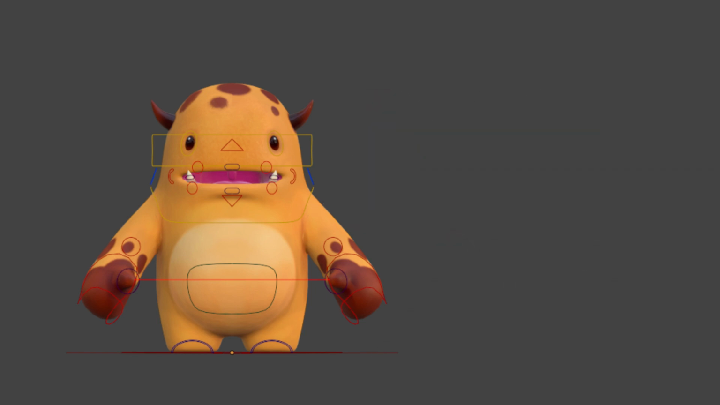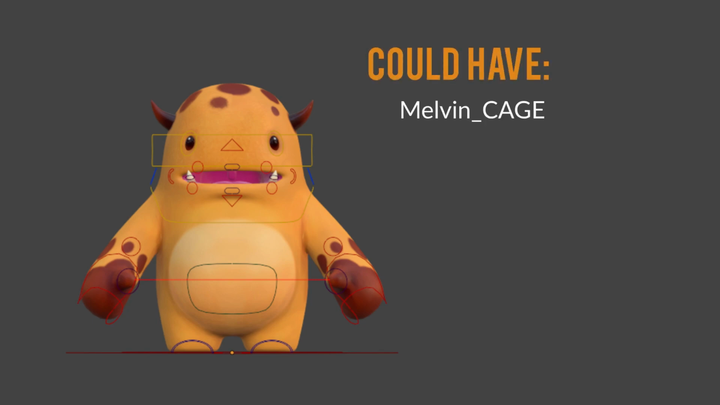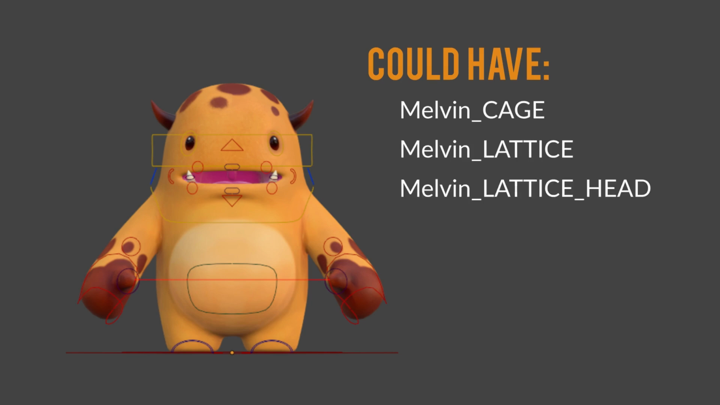So this example only had 2 objects, but as I mentioned before, you could have many more. You could have a mesh cage or a mesh deformer to help you move. I would call that Melvin cage. If you had 1 lattice, you would just call it Melvin lattice. If you had more than 1 lattice, you would give it an extra label. You might say lattice head and lattice body. That's just to help clarify things there.